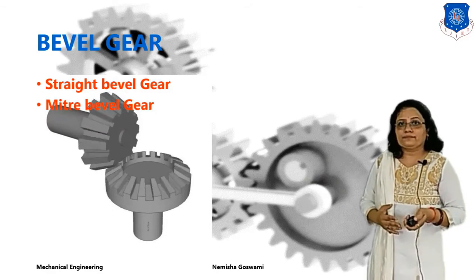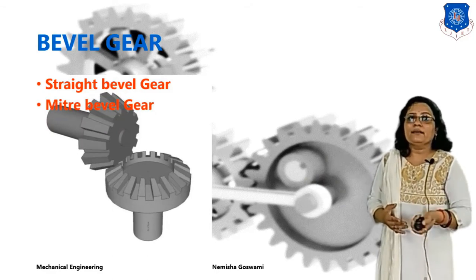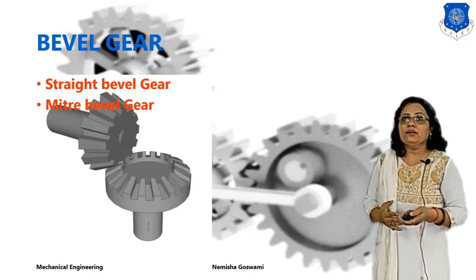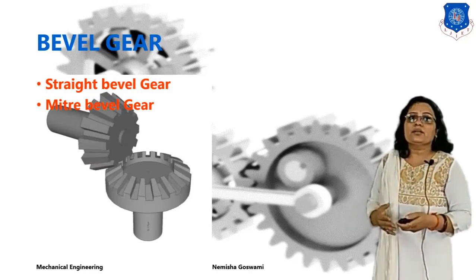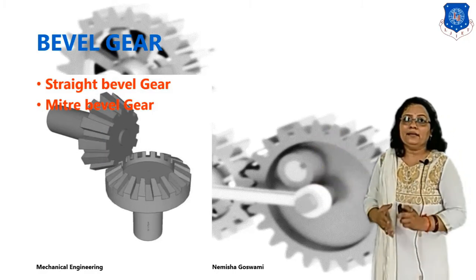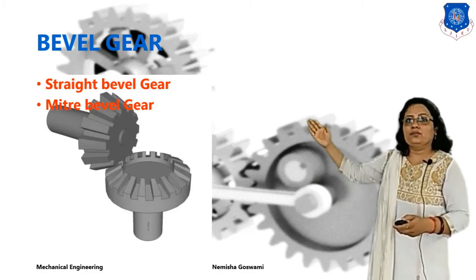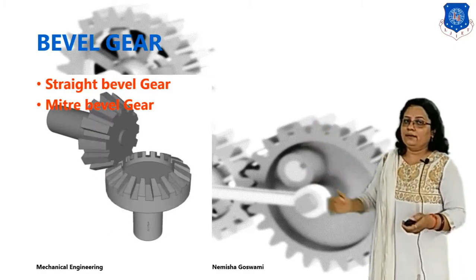Next is your miter gears. So what is miter gear? Miter gear is a special classification when shaft axis of both the gears are at 90 degree. So this type of special gear is known as your miter bevel gear.